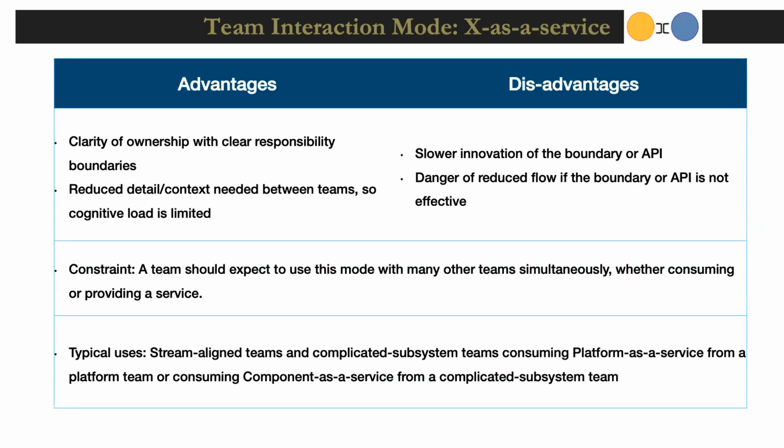If we have X as a service, then there's clarity of ownership and clear responsibility boundaries. Because now there is no overlap and there is no tight coupling. There's reduced context that's needed between the teams, so cognitive load is also limited. The downside is that there's slower innovation and danger of reduced flow if the boundary or API is not effective. The constraint here is a team should expect to use this mode with many other teams simultaneously, whether consuming or providing a service. Because there are clear responsibilities set up, you don't run the risk that you did with collaboration. And then typical uses, you'd find platform as a service or component as a service being offered.